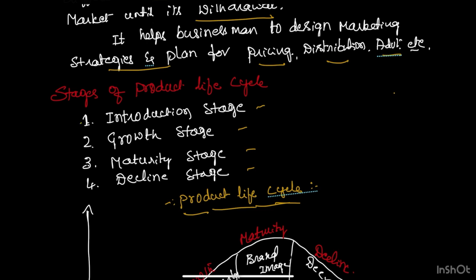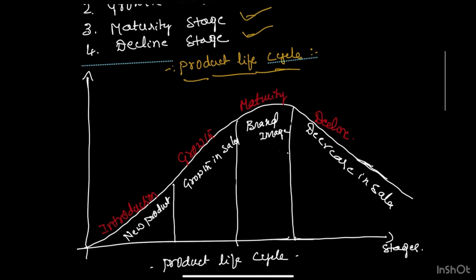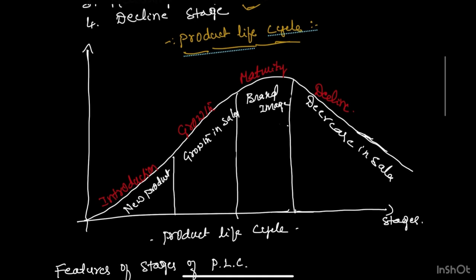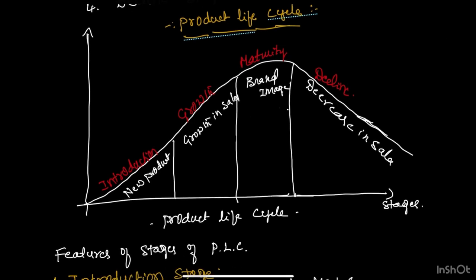As I said, there are 4 important stages. We call it introduction stage, growth stage, maturity stage, and decline stage. That can be explained with a diagram. This diagram gives the clear picture about the product life cycle. Look at this diagram. The initial stage, when a new product enters into the market, we call it introduction stage.